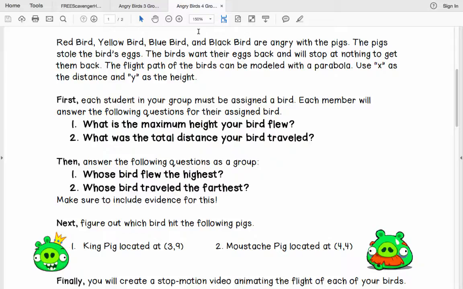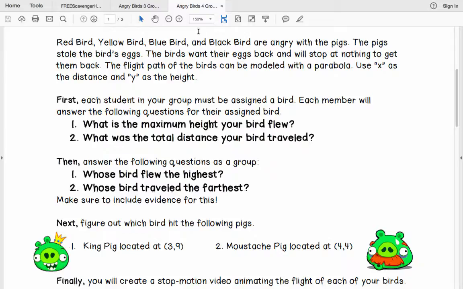You're going to put it all together, and then you're going to put on there who went the highest and who went the farthest. You need some kind of evidence. So you can use the graphs as evidence, or you can write your numbers down and say which one was the highest and which was the farthest.